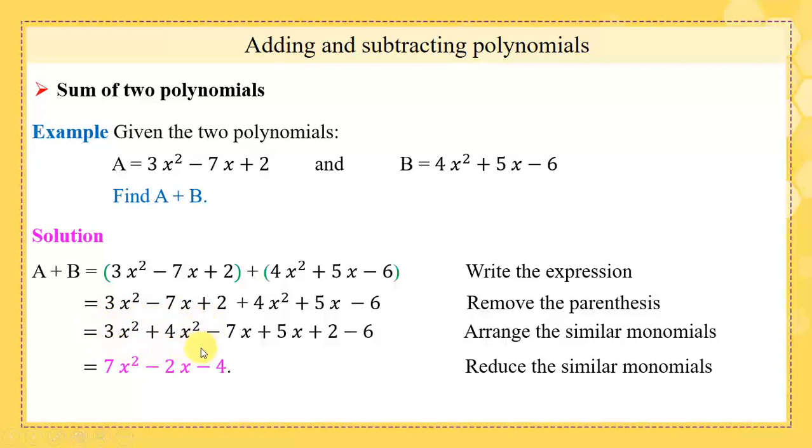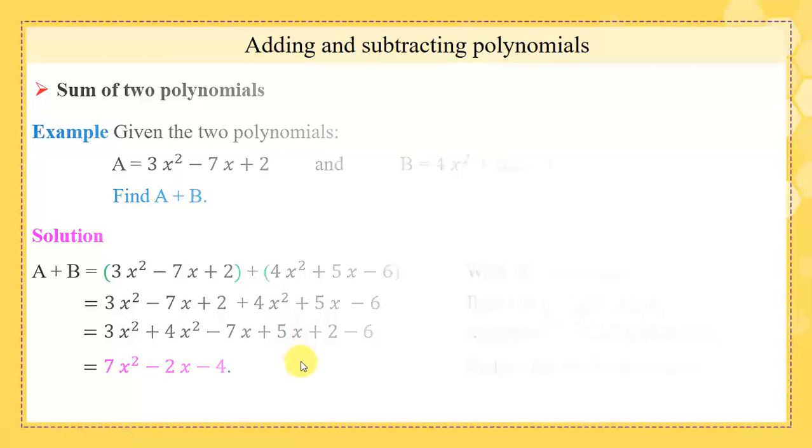3x squared plus 4x squared gives 7x squared. Negative 7x plus 5x gives negative 2x. Plus 2 minus 6 gives negative 4. We add and subtract in the same way that we add or subtract any two decimals. We just add or subtract similar monomials and keep the literal part the same.